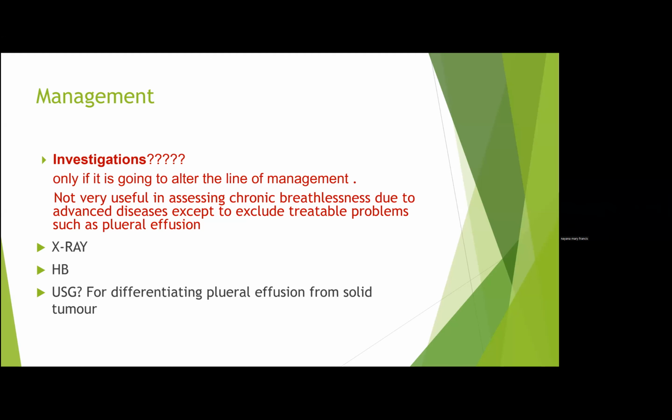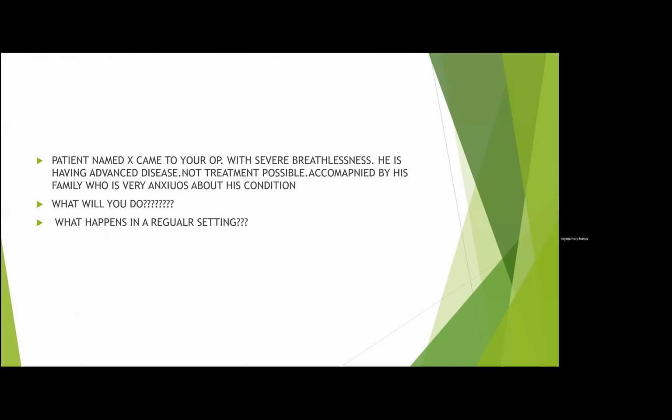Now coming to the management. Before that, I want some participation. I'm just telling a case and I want to know how this happens in a normal setting. A patient named X came to your OP with severe breathlessness, and he's having advanced disease. No treatment is possible. He is accompanied by his family, who are very anxious about his condition. What will you do? And what happens in a regular setting? I want you all to speak. Unmute your mics and just speak. It's not about palliative care. It's about what happens in a usual hospital.